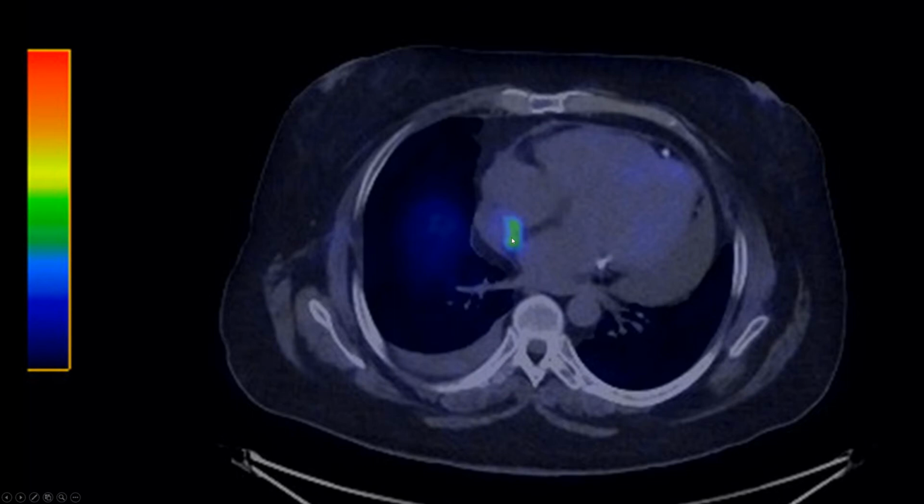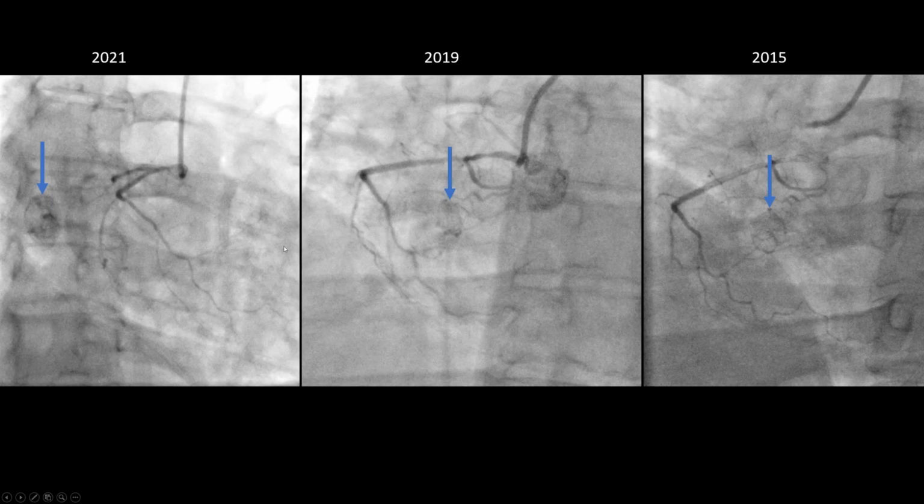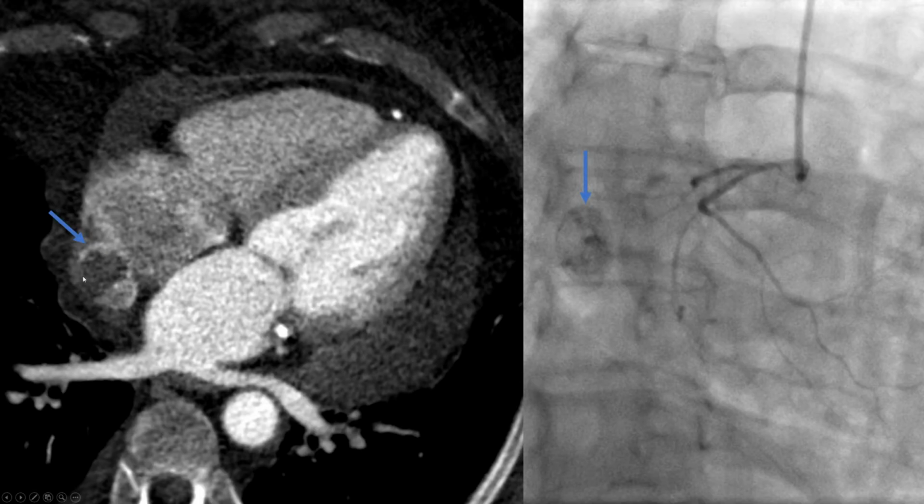Notice it's very well circumscribed, not really aggressive looking, but it has increased in size in the last 2 years. And in fact, you could see this on the coronary angiogram. The patient had several prior coronary angiograms where you can see this thing slowly growing over at least 6 years. So this is a relatively hypervascular, well circumscribed, slowly growing mass.